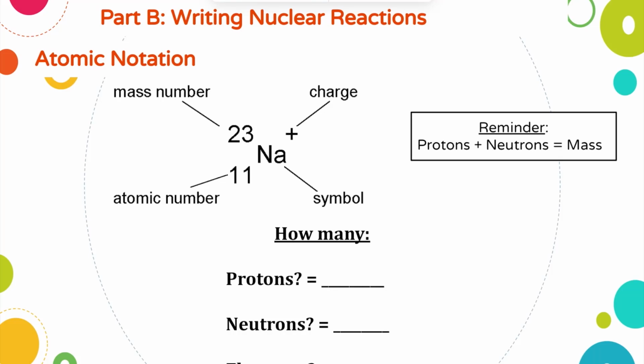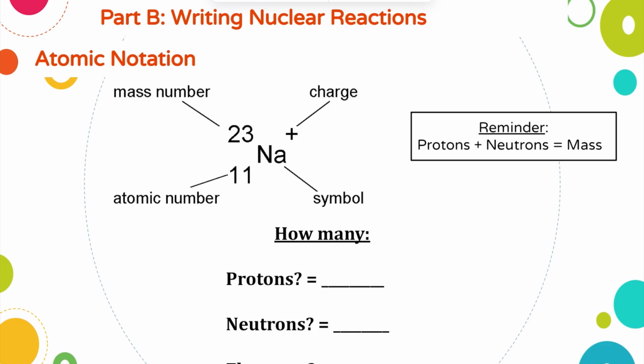This is part B of the intro to nuclear chemistry notes. We're going to focus on writing nuclear reactions. It will be helpful to have a periodic table available. I did put one at the end of your student note sheet, so if you haven't scrolled to that fourth page yet, there is a periodic table there for you. There's also one linked on Schoology if you want to open up a separate document.